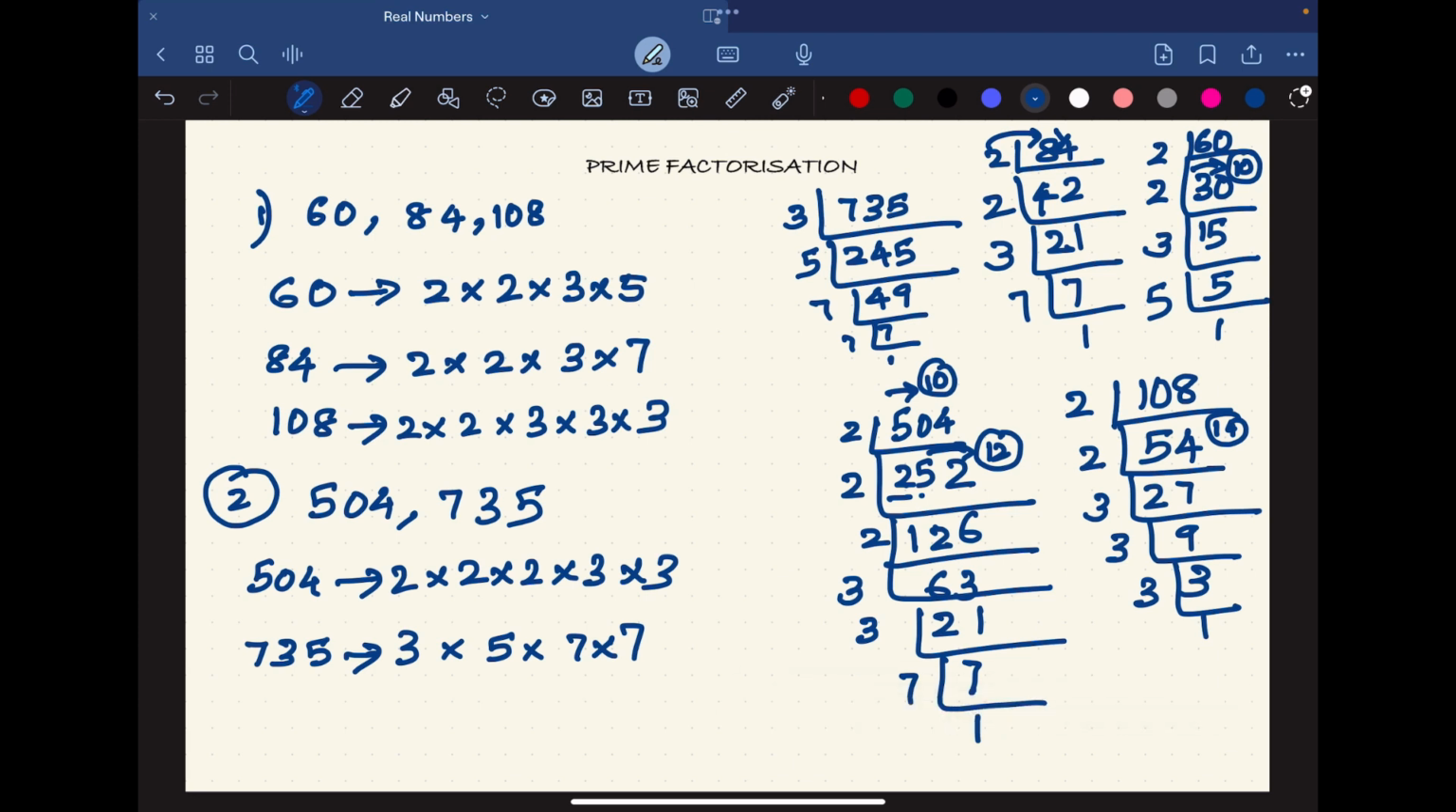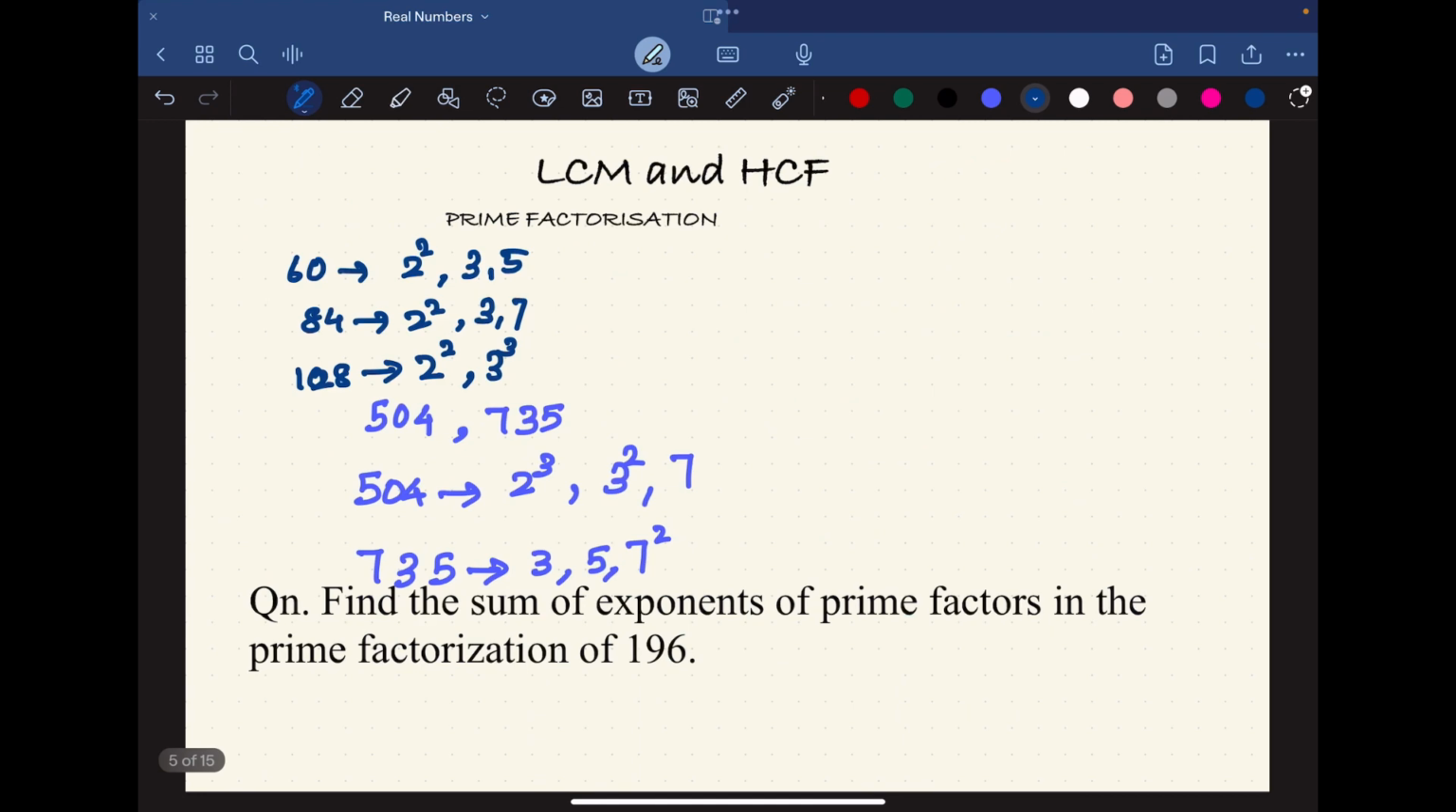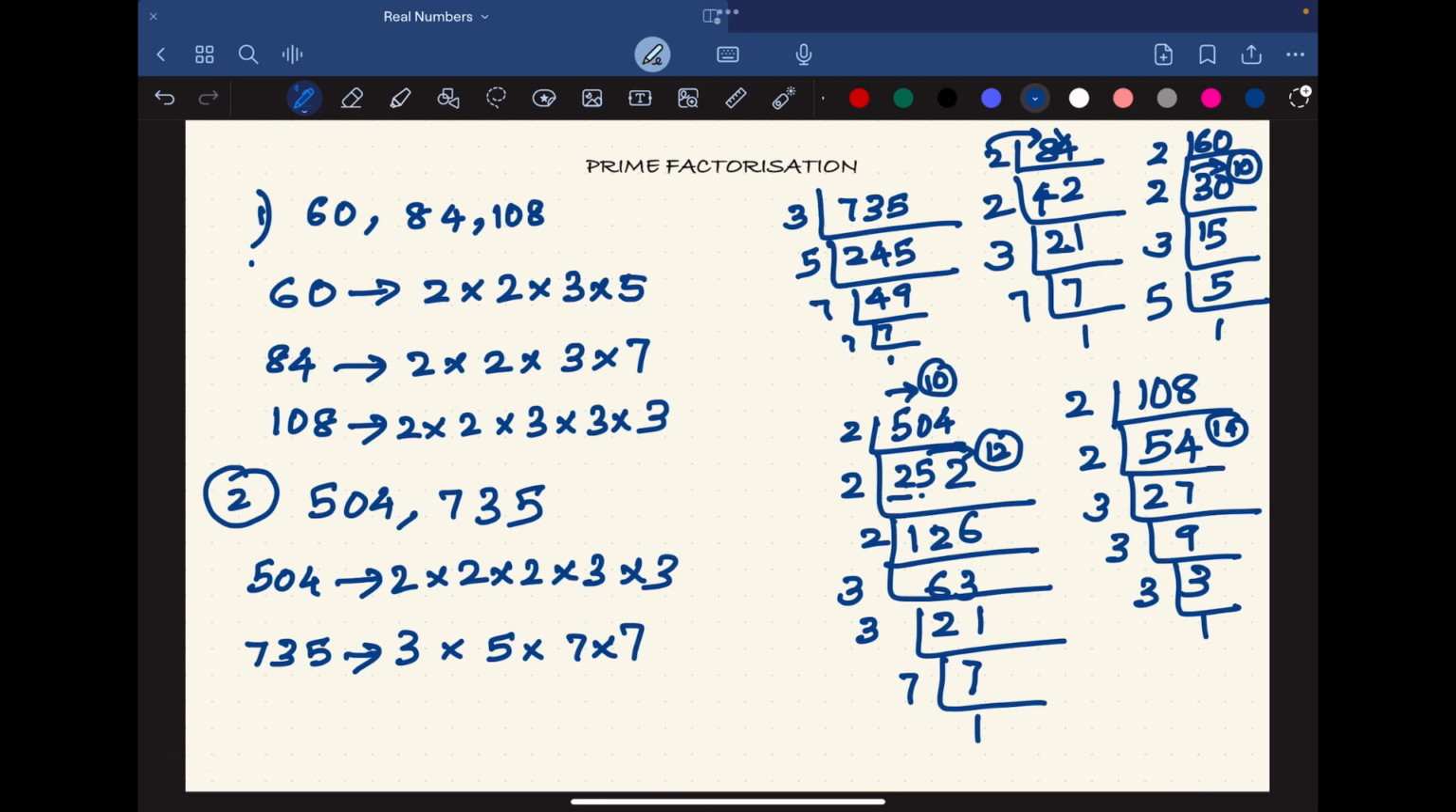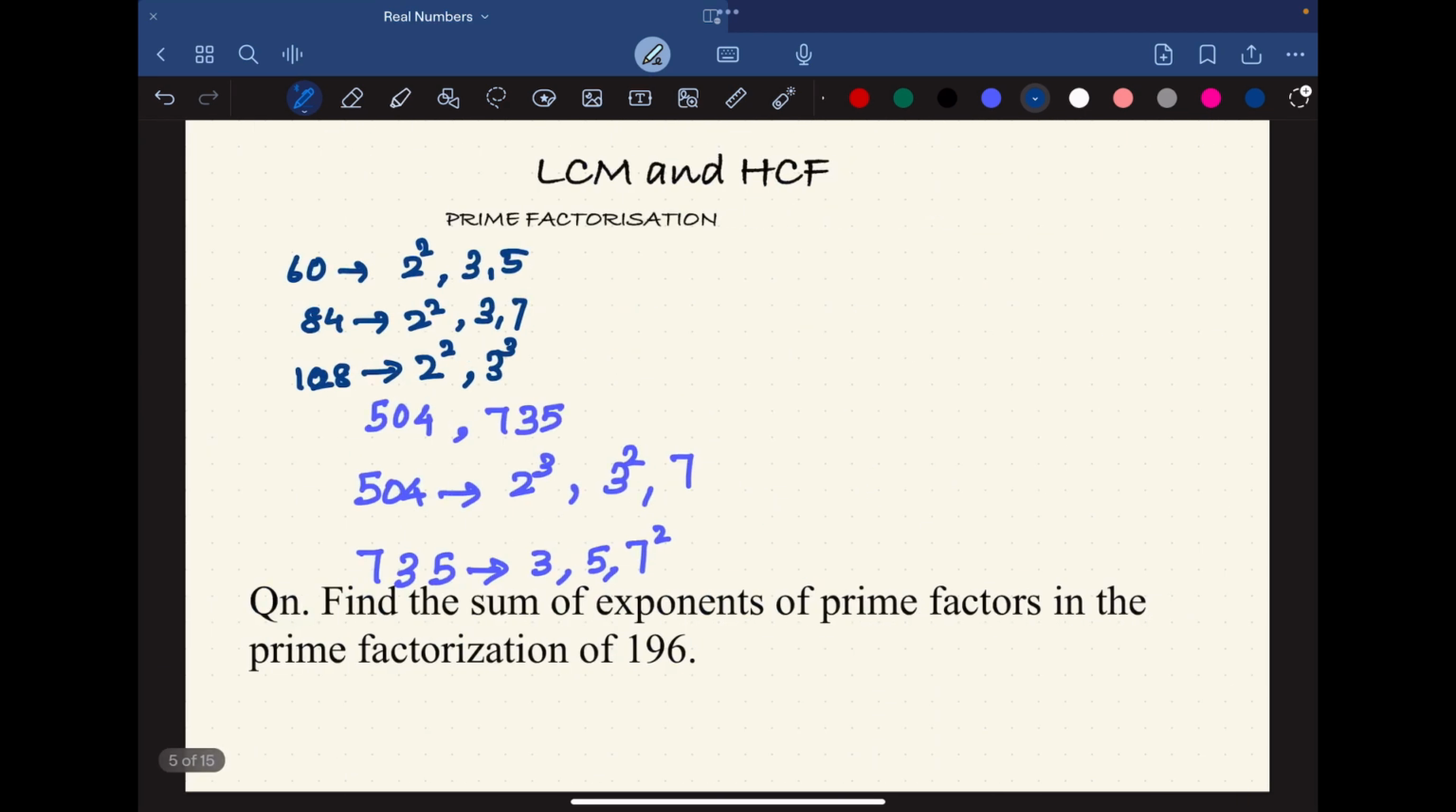Once you are done with what are prime numbers, how can we do the factorization, prime factorization, then it will be easy for you to learn this LCM and HCF. This is what we have got from here, these numbers. Okay, so now we are going to check how can we do the LCM and HCF. So here the LCM of 60, 84 and 108 we are going to find out now. LCM means what? Least common multiple.